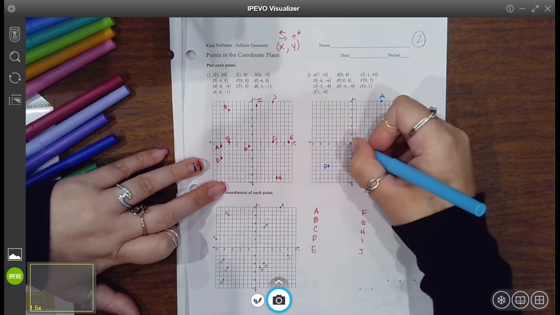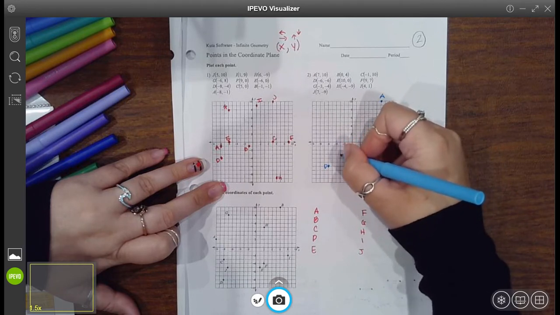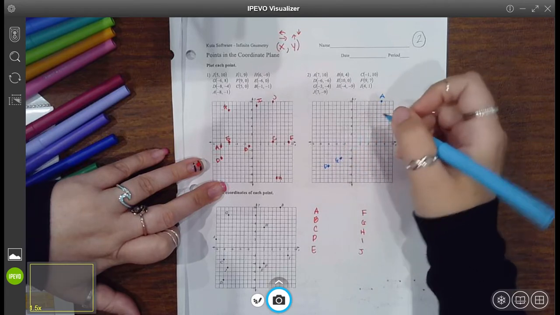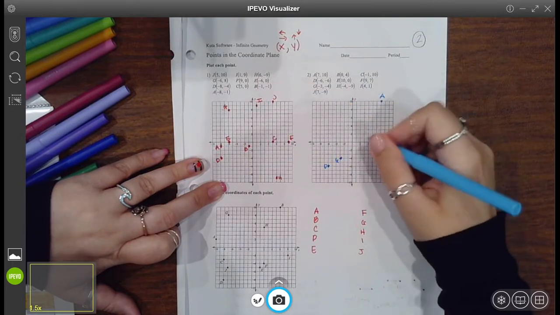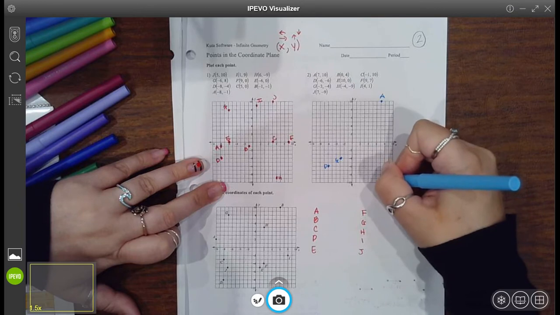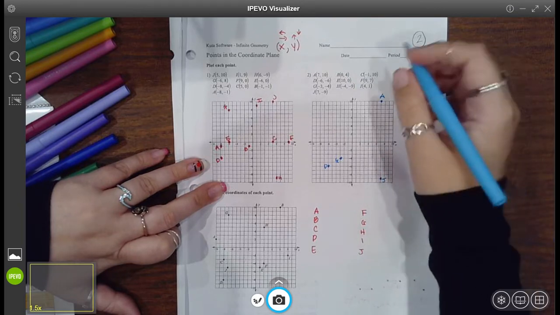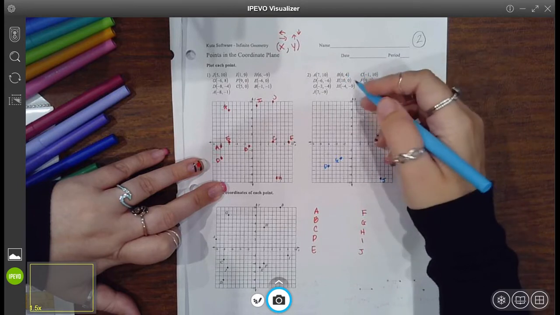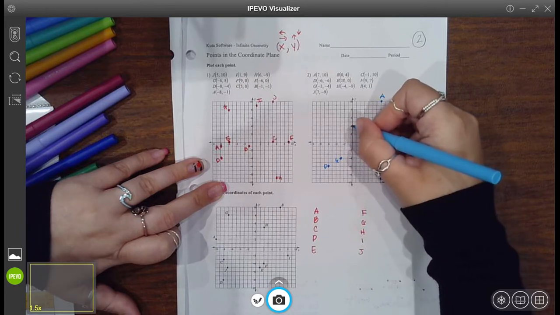And then left 3 in between the 2 and the 4, and down 4. And then to the right 7, because it's positive. So right 7, down 9. That would be point J. And then over nothing. So I'm going to stay right here. And then the second one is up or down. So I'm going to go up 1, 2, 3, 4.